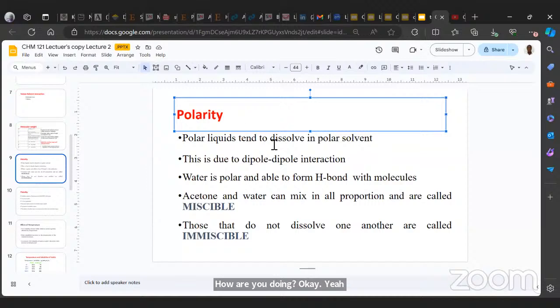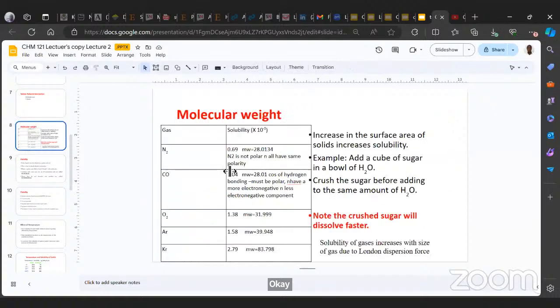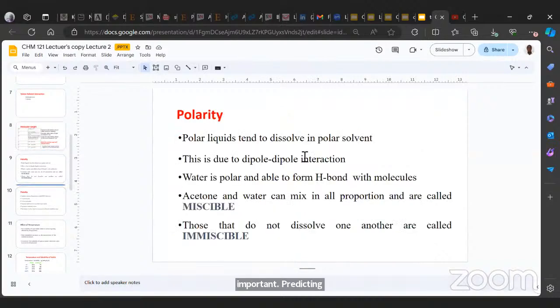So, polarity. Generally, for gases, the factor that affects solubility more is the molecular weight. In gases, the molecular weight is more important than polarity. Polarity in some instances might affect it, but the molecular weight is more important in predicting the solubility of the substance. Now, for liquids, let's look at it.